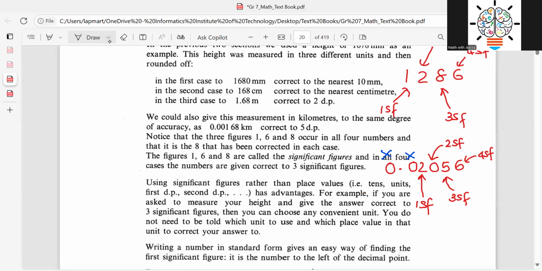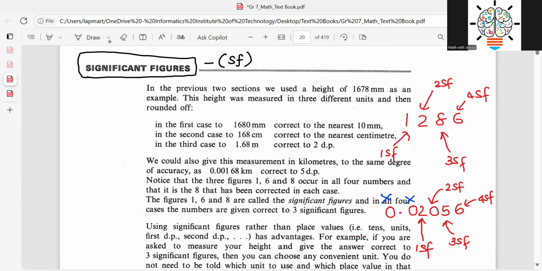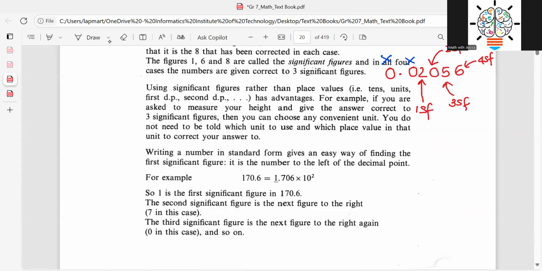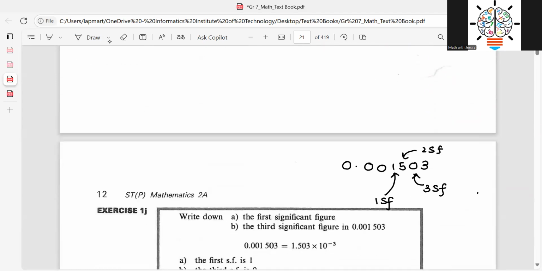Please copy down these two examples in blue color and you can put a cross on top of the zeros, which are before 2, like I have done. You can pause the video and write this down, okay? Now you just see this one. This is the third example you want to copy down.